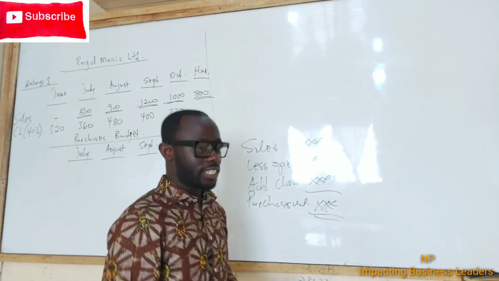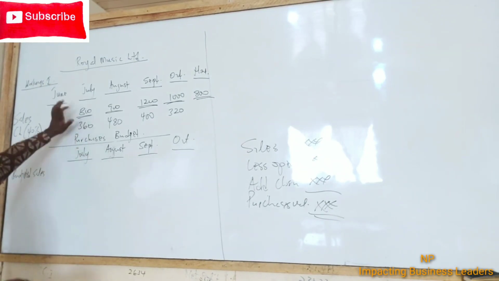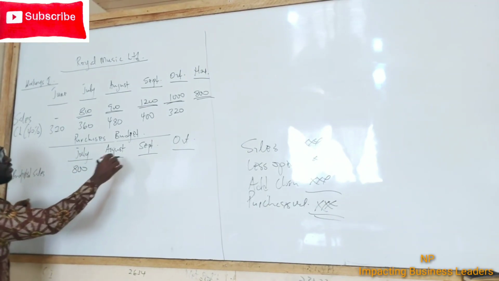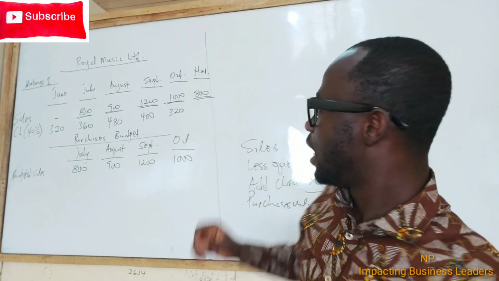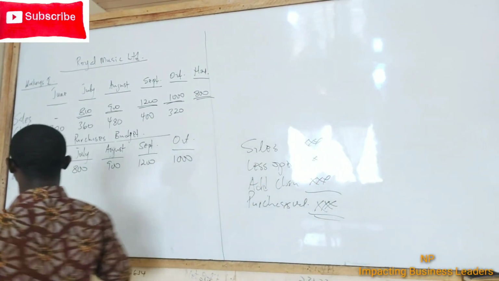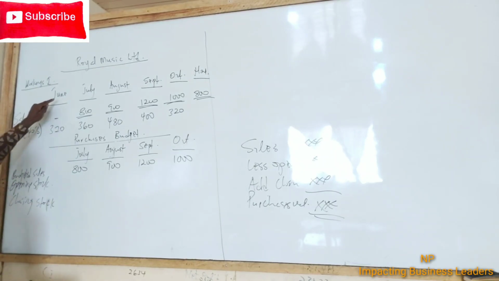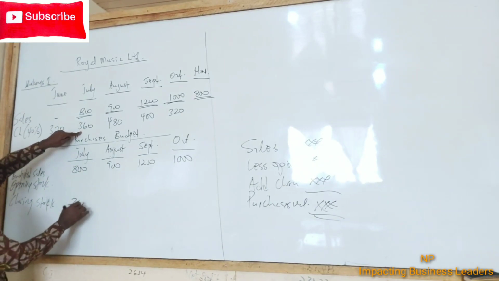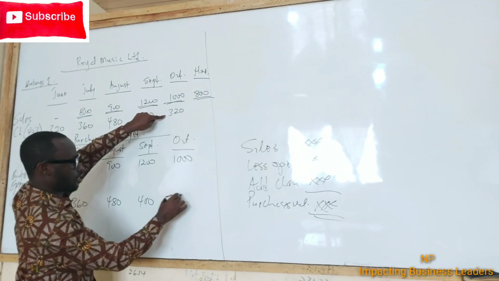All right. So what did we say? We said we bring the sales. So budgeted sales. So budgeted sales July is 800, 900, 1,200, and 1,000 respectively. Then we less opening stock. So how do we get the opening stock? So we're going to be bringing opening stock. And then we add the closing stock. Now, so closing stock for July is 360, for August 480, for September 400, for October is 320.